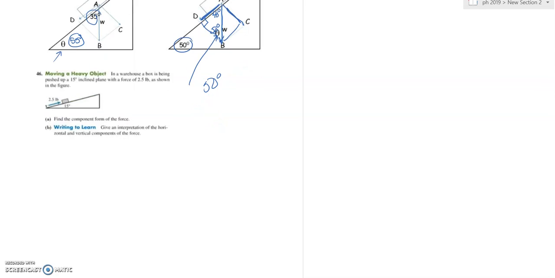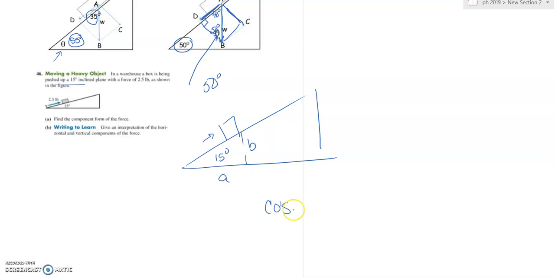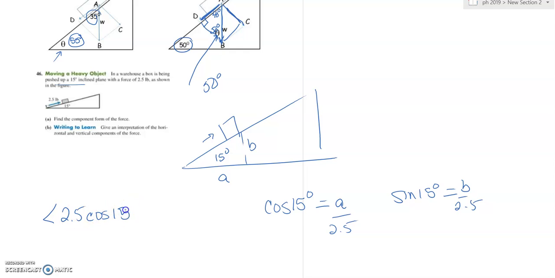This is example number 46. So we have a 2.5 pound push, and notice that it's pushing the box up the incline, and this is 15 degrees. So if I want the component form of the force, I could find the x and y component. So I could say the cosine of 15 is a over 2.5, and the sine of 15 is b over 2.5. So here is my component form of the force, pound force. And if you find the magnitude, you would realize that it is 2.5 pounds.